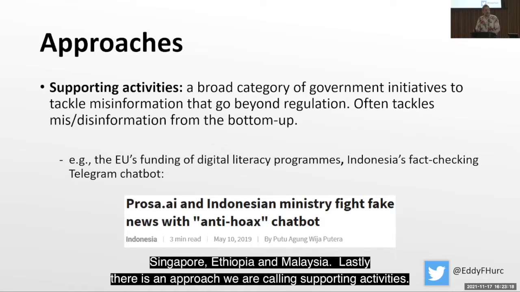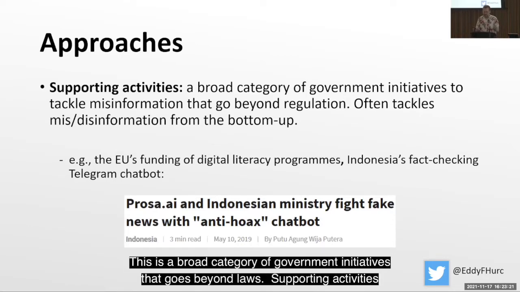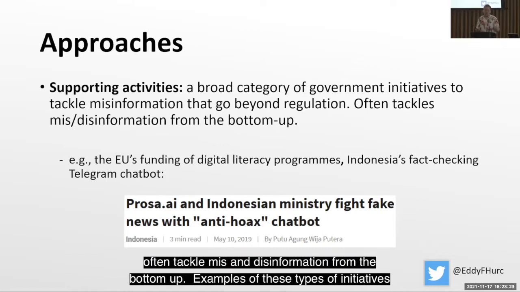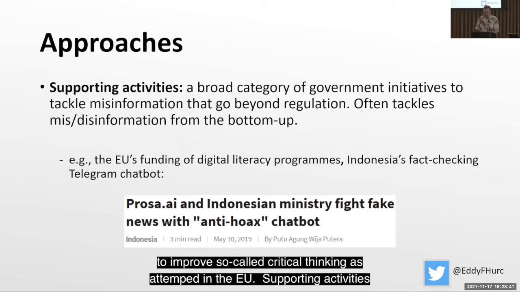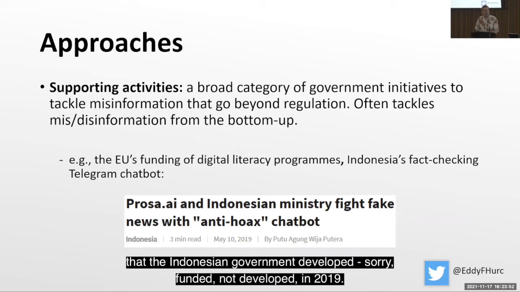And lastly, there is the approach we are calling supporting activities. This is a broad category of government initiatives that goes beyond laws. Supporting activities often tackle mis and disinformation from the bottom up. Examples of these types of initiatives include the funding of digital literacy programs, as in the UK and elsewhere, as well as efforts to improve so-called critical thinking as attempted in the EU. Supporting activities can also include more innovative measures, such as the fact-checking Telegram chatbot that the Indonesian government funded in 2019.